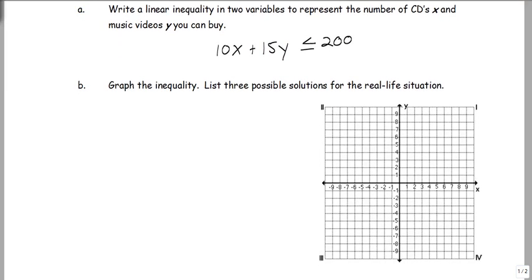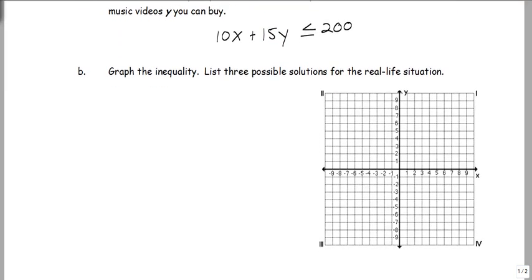We can now use this inequality to solve. So I'm going to find out what I can do with this by using the cover-up method again. So when I cover this up, I get 10x equals 200, which means x equals 20.